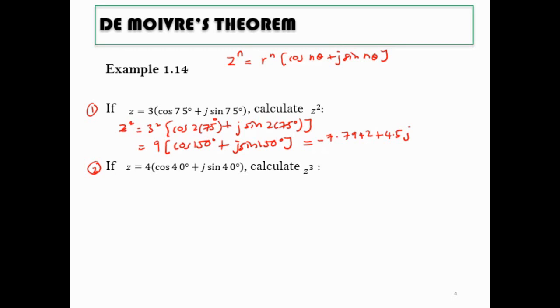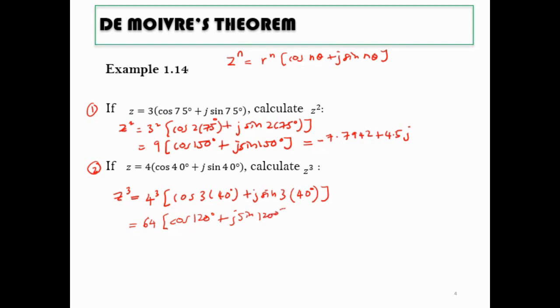Okay, that's it. For number 2, the same thing, we want to find z power 3. So we power 3 the r, and the theta we multiply by 3. So 4 power 3 is 64, cos 120 degrees plus j sin 120 degrees. Just use your calculator to find it. So the answer to this is negative 32 plus 55.4256 j. Okay, that's it.